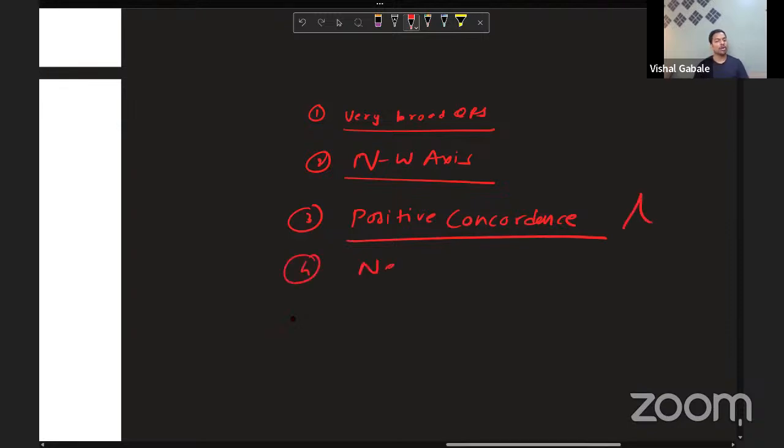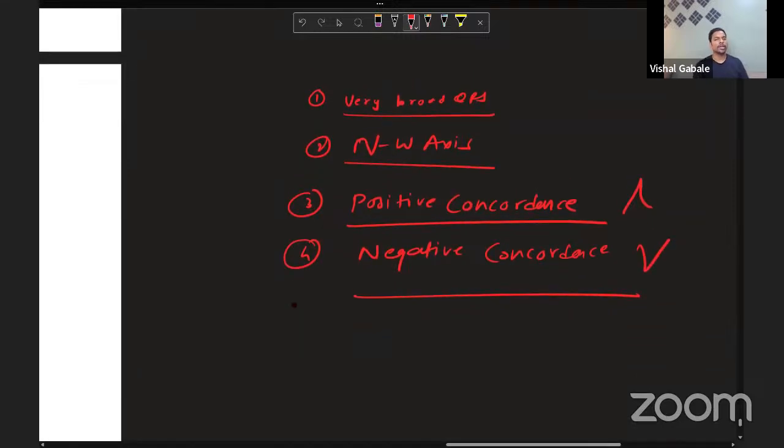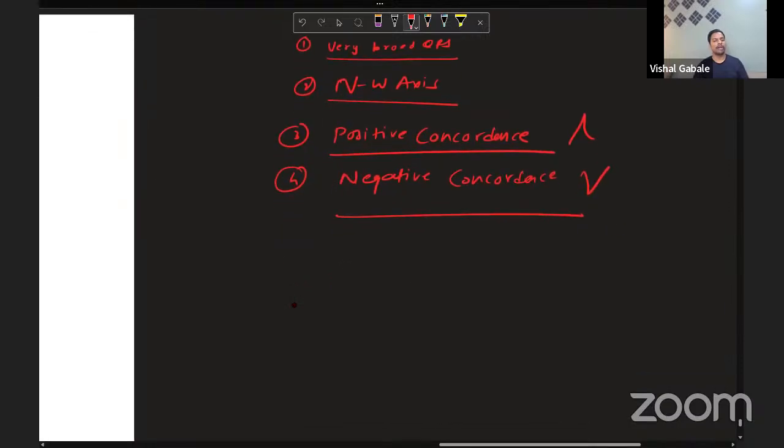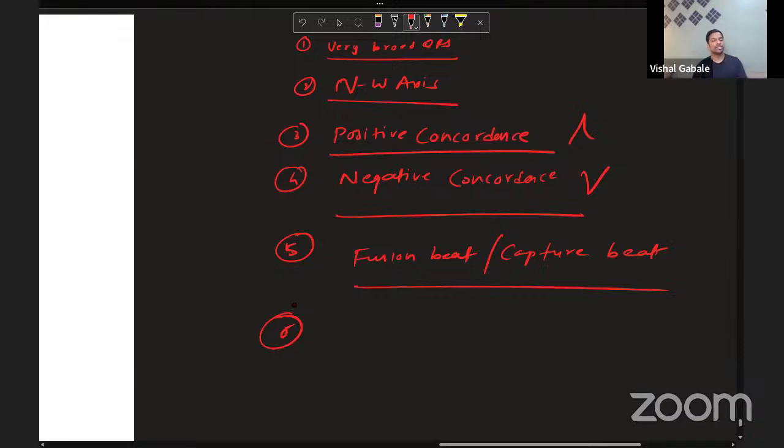Second is negative concordance. What does that mean? All the waves will be negative. So either all the waves will be positive or all the waves will be in a negative direction. That is called positive concordance, negative concordance. Along with that, we have certain features, like fusion beat, capture beat. Right? These are some of the features. All these features can be present at one point in ventricular tachycardia.